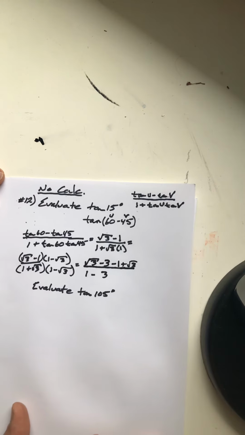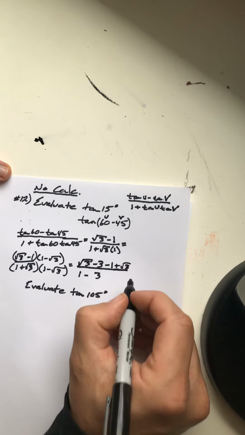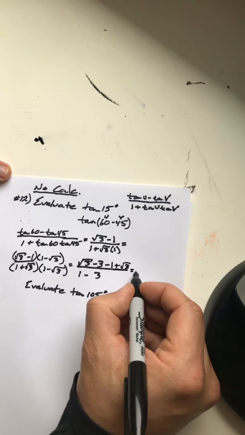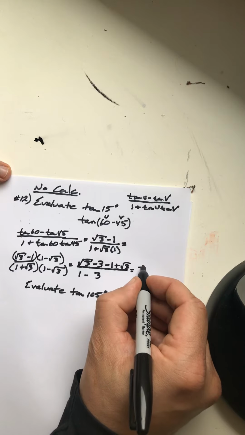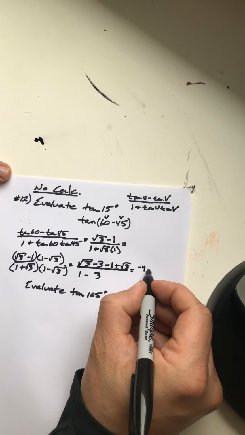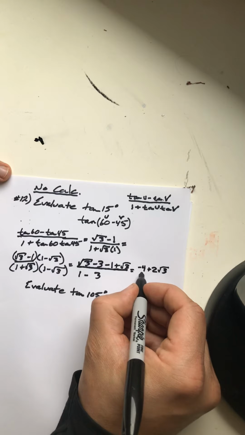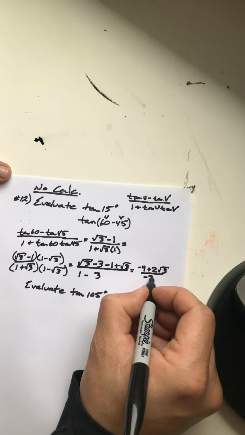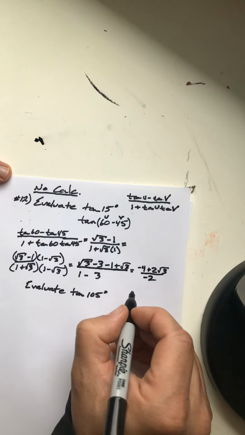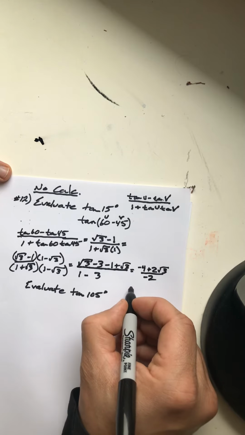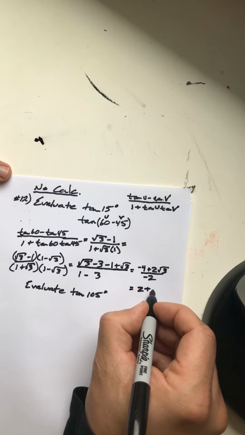All right, so you just got to be very careful and simplify this, because you end up with a negative 4 plus 2 radical 3, and the denominator is a negative 2. So the final answer that they would offer you in the book is 2 plus radical 3.